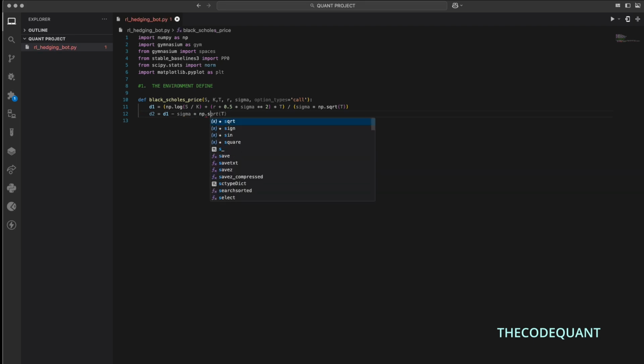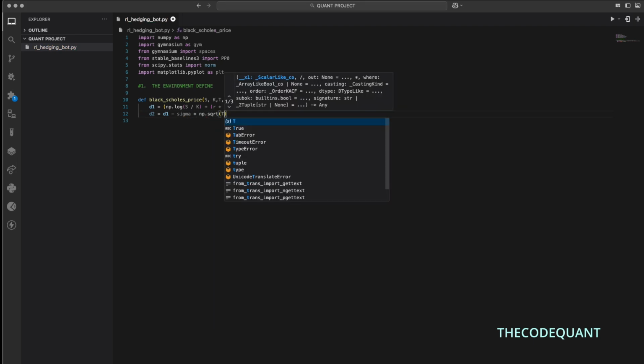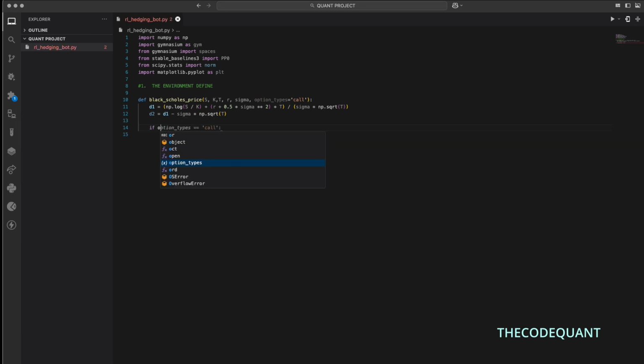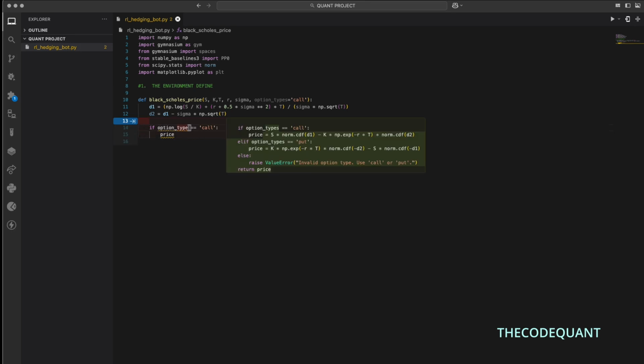Here's the kicker, transaction costs. I've set this to 1%, which is actually huge. I did this on purpose. If the AI trades too much, it loses money. If it doesn't trade enough, it faces risk. It has to find the perfect balance. Math formulas hate transaction costs, but RL agents adapt to them.